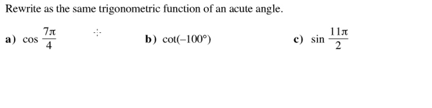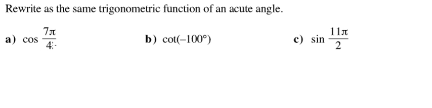Rewrite as the same trig function of an acute angle. So, they're giving us one angle, which is not acute. It's not in the 0 to 90 range, and we have to find a simpler way to express this. These questions have two major parts. The first part is figure out what number the ratio gives you, and the second part is figure out if you need to attach a negative sign or not.